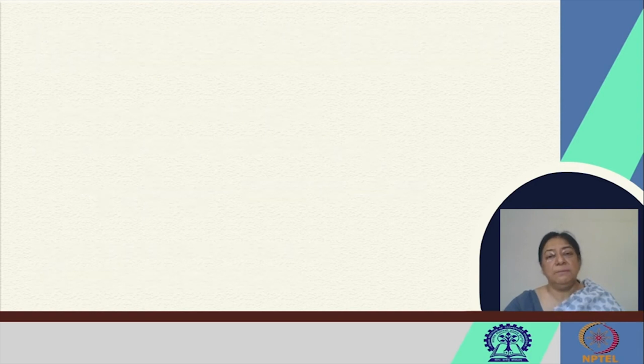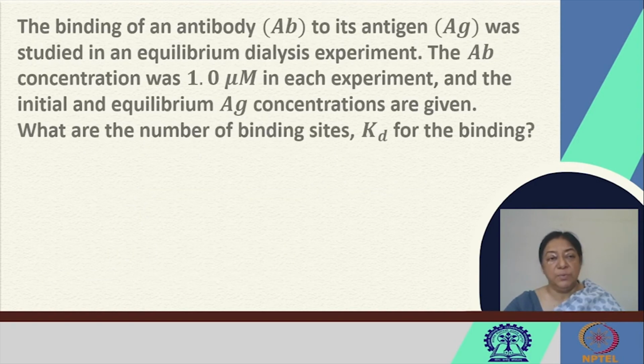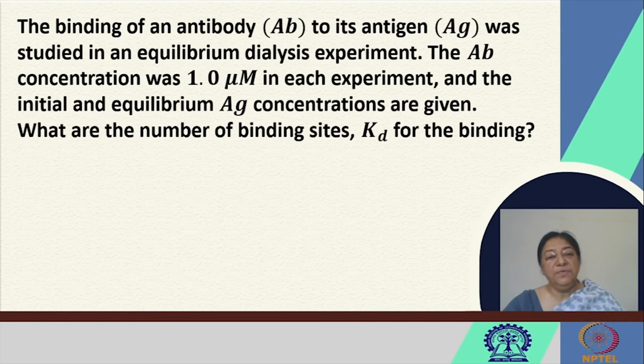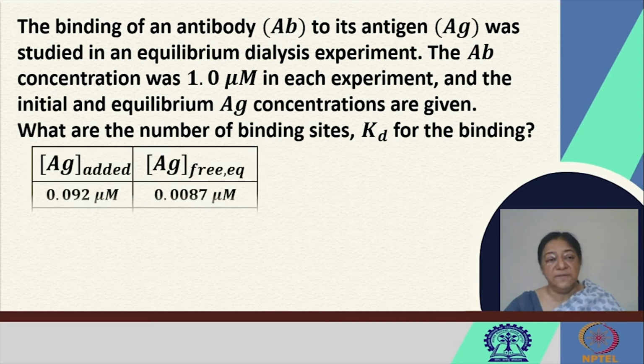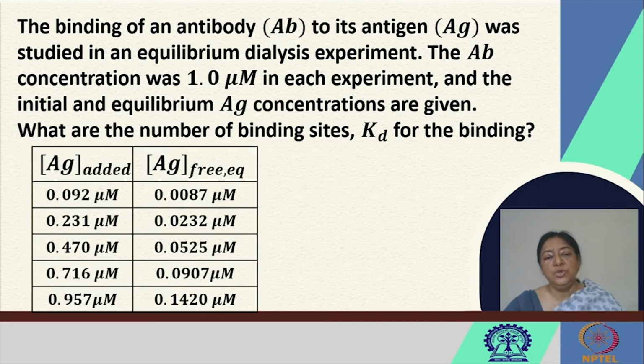In another example, let us look at antigen-antibody binding. The binding of an antibody to its antigen we know is a very strong binding, and this was studied in another equilibrium dialysis experiment where the antibody concentration was 1 micromolar. The initial and equilibrium antigen concentrations have been given in the table here. We want to know how many binding sites there are present and the KD, that is the dissociation constant for binding.